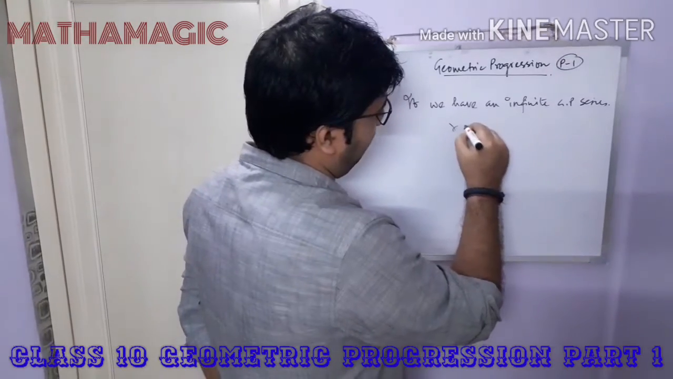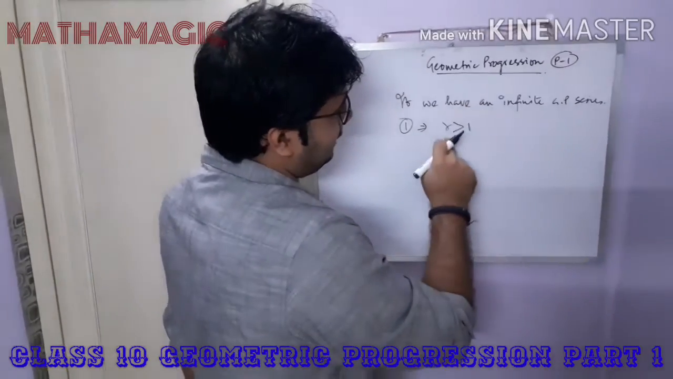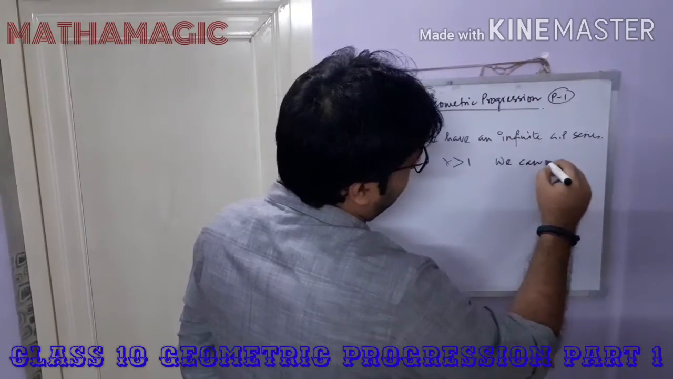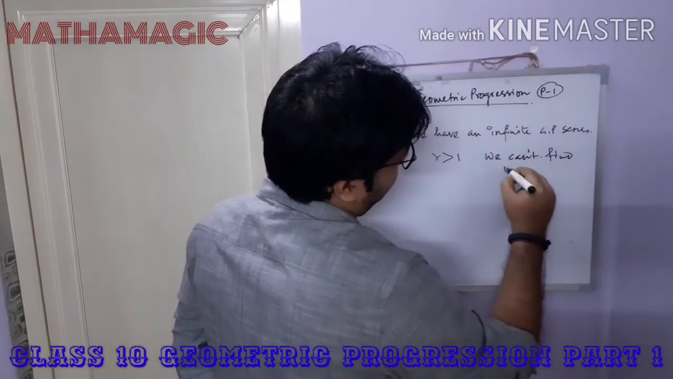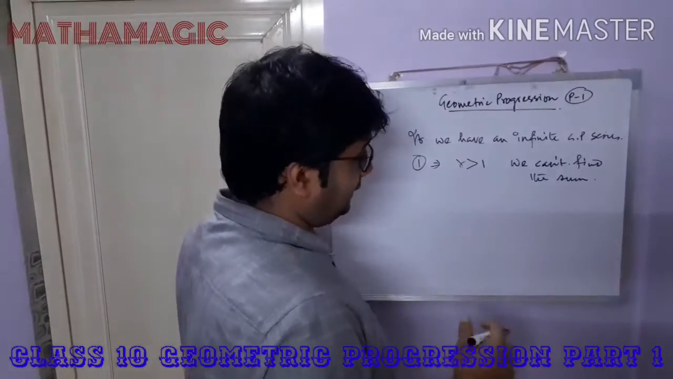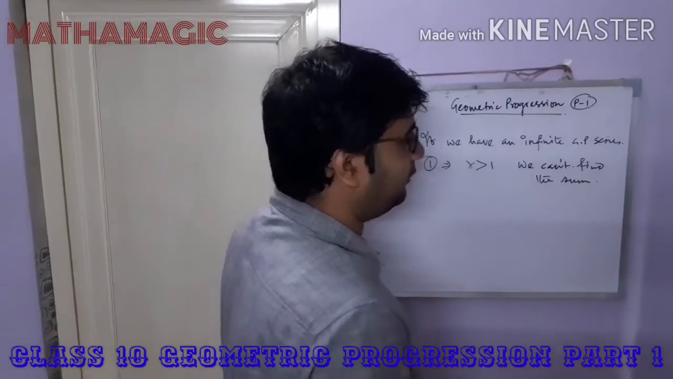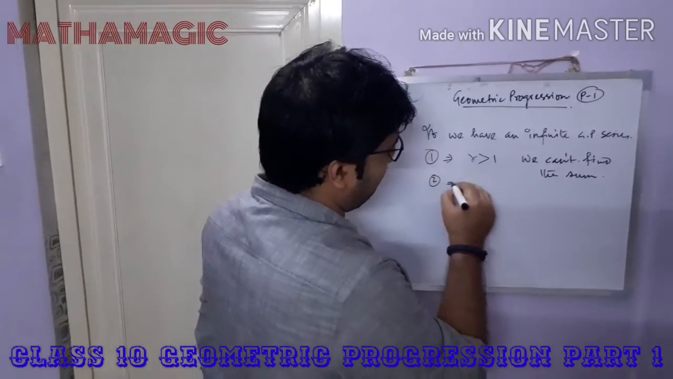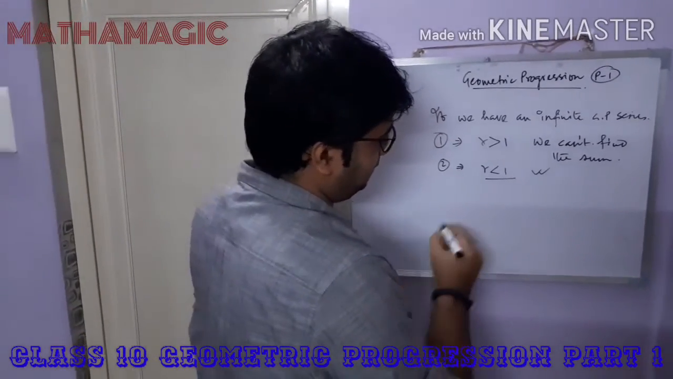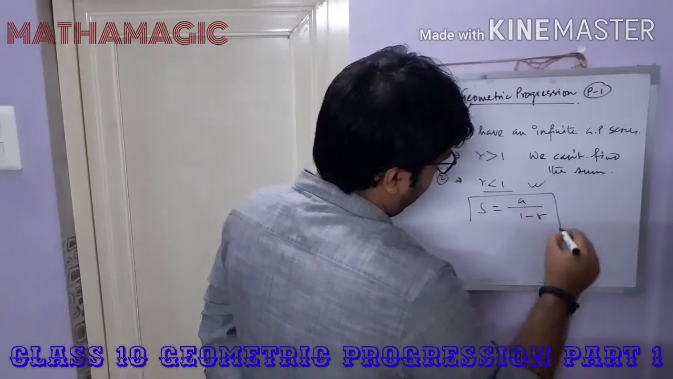If the value of r is greater than 1, first condition for an infinite GP series, we can't find the sum. Sum cannot be found. Greater than 1 means it could be any value, 2, 3, 4, whatever it is, we cannot find the sum. We can only find the sum if r is lesser than 1. For that purpose, we will write the formula as S equals a by 1 minus r.